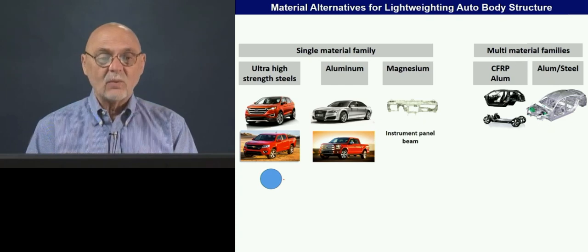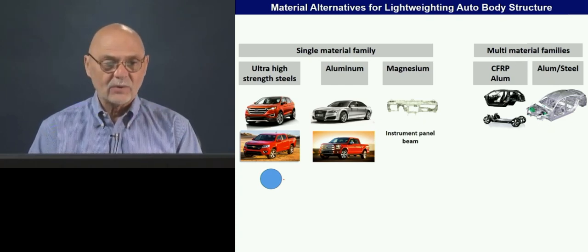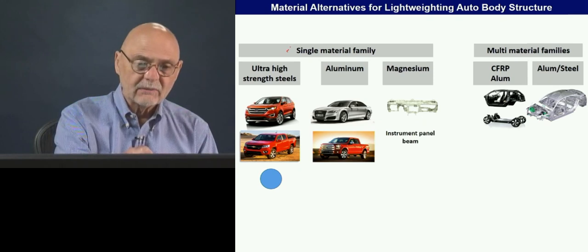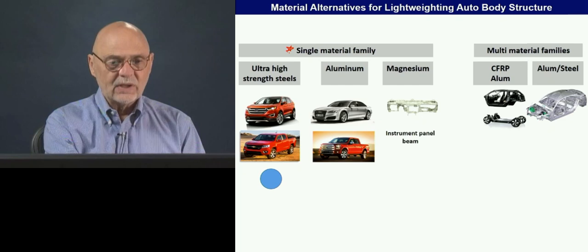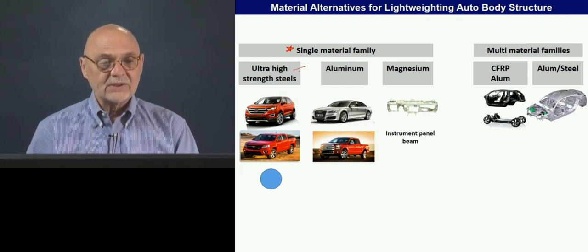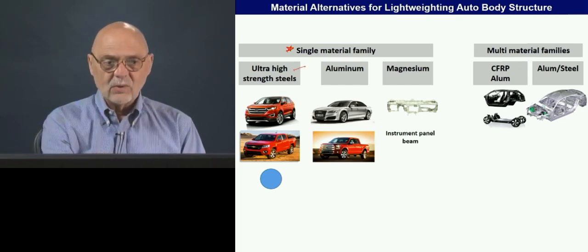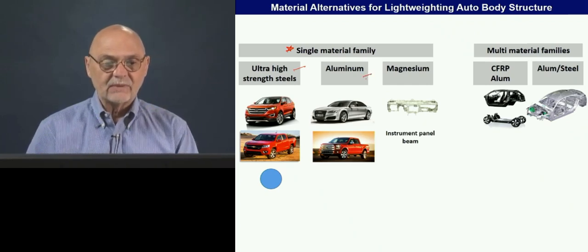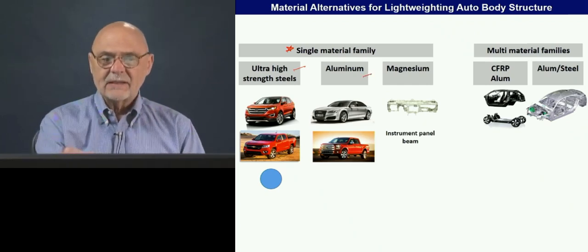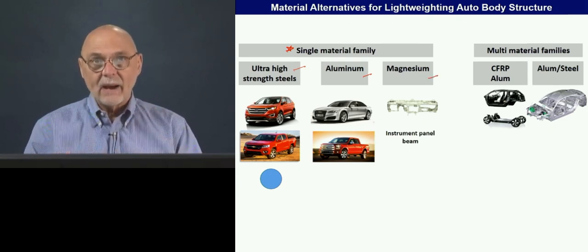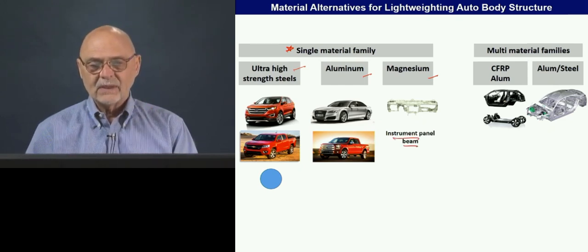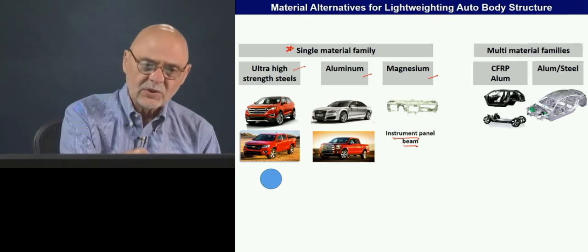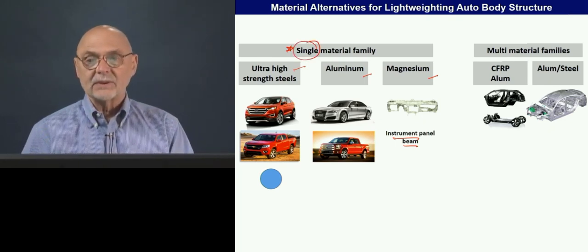So let's take a look at what material alternatives we have in auto body structure. First of all, just considering the single material family, so a homogeneous structure, we'll be looking at some high strength steel grades first. We'll be looking at a couple of examples of aluminum applications, and then rarely is the whole body made out of magnesium, but we do have an example of instrument panel beams in magnesium. So these are the single material families.